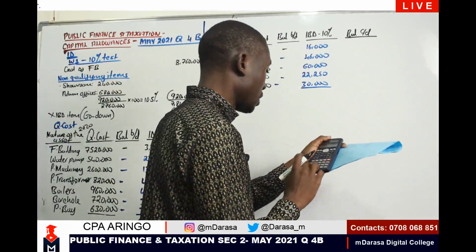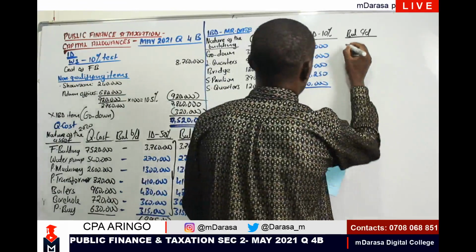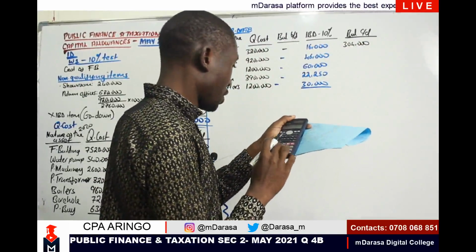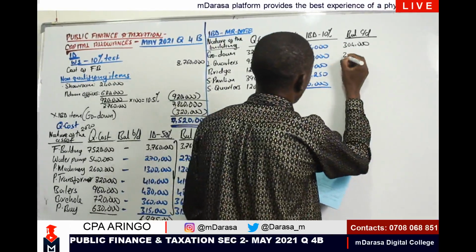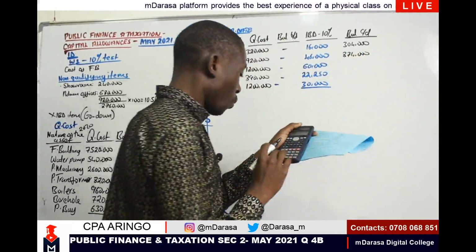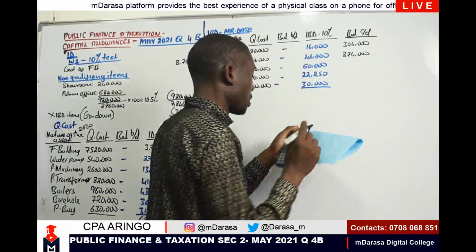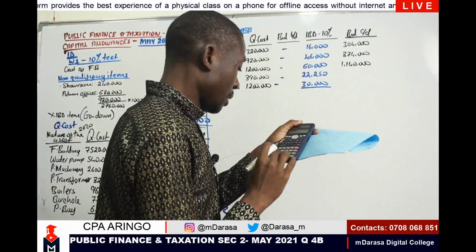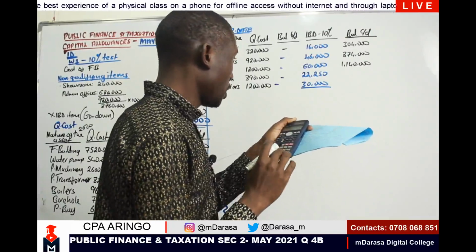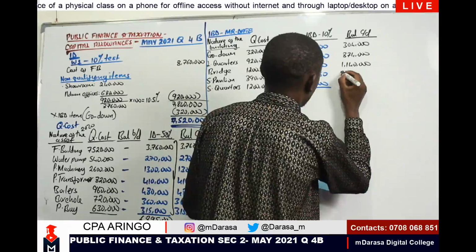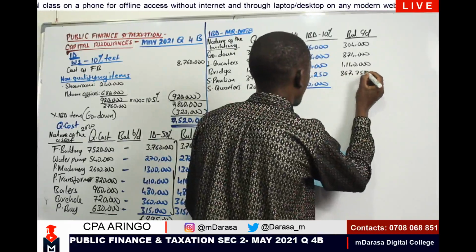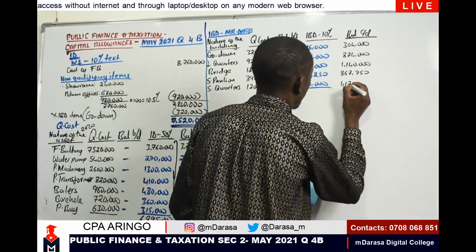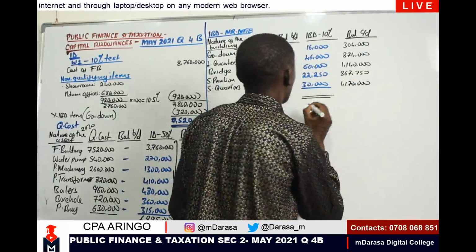So in this case, we're talking of 320 minus 16,000 to give us 304,000. 920 minus 46 to give us 874,000. 1.2 minus 60 to give us how much? 1,140,000. 890 minus 22,250 to give us how much? 867,750, correct? We have 1.2 minus 30 to give us 1,170,000. So having that case, we are done with that.